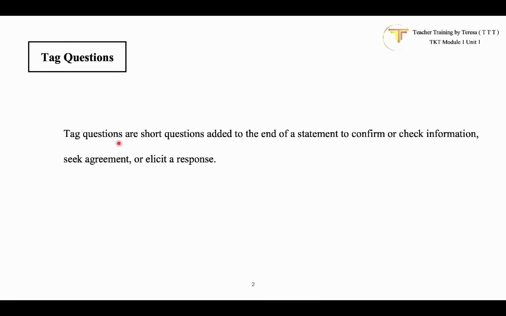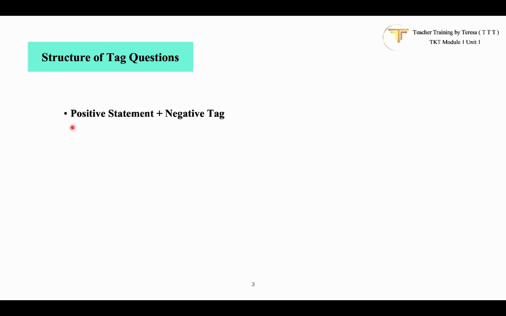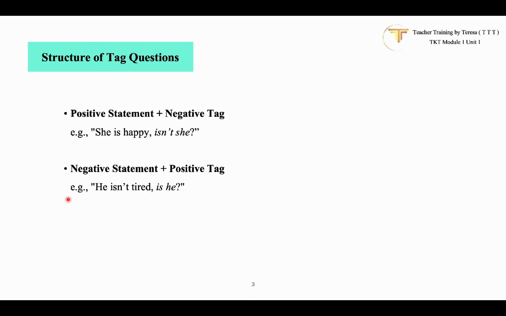Tag questions. Tag questions are short questions added to the end of a statement to confirm or check information, seek agreement, or elicit a response. Structure of tag questions. Positive statement plus negative tag. Example. She is happy, isn't she? Negative statement plus positive tag. Example. He isn't tired, is he?